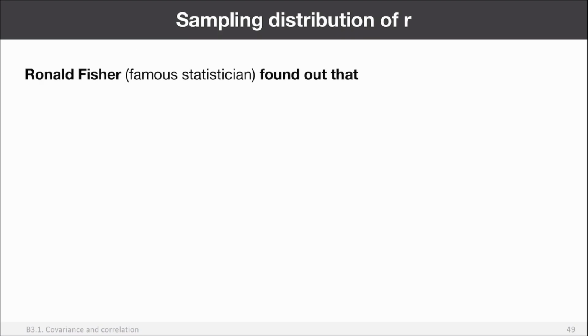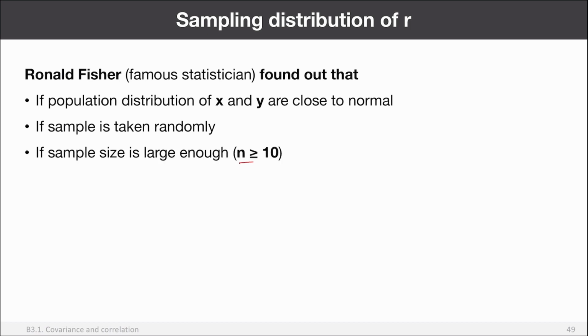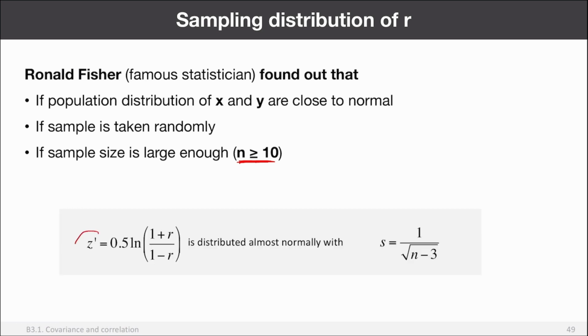However, there was a famous statistician, Ronald Fisher, who empirically found out that if X and Y are distributed normally, so it means that if you look at the distribution of X and Y for the population, they will follow almost nicely a normal distribution, right? If the sample is taken randomly, and that's a common requirement for any statistics, and also if the sample size is large enough, meaning at least 10 rows, at least 10 individuals, then you can make a trick. Instead of looking at correlation, you can convert correlation to a new statistic, which is called Z prime.